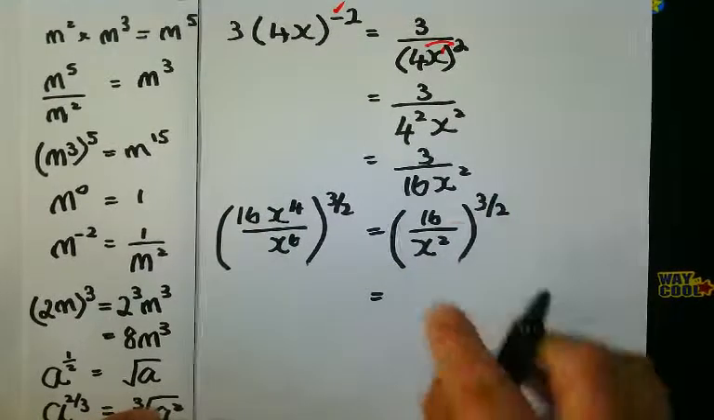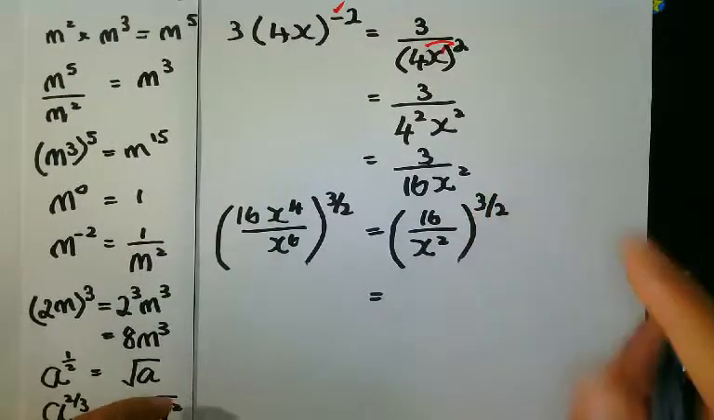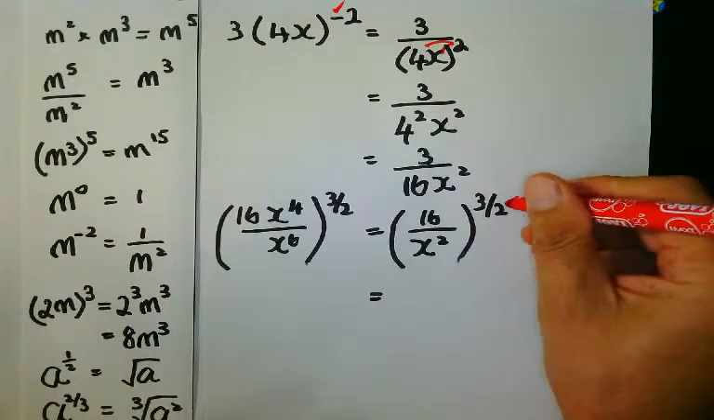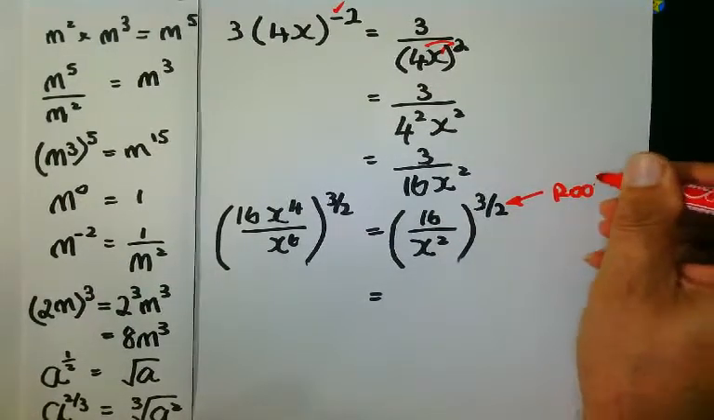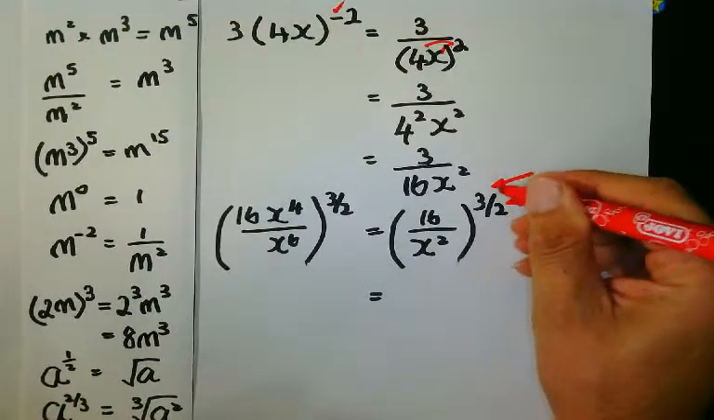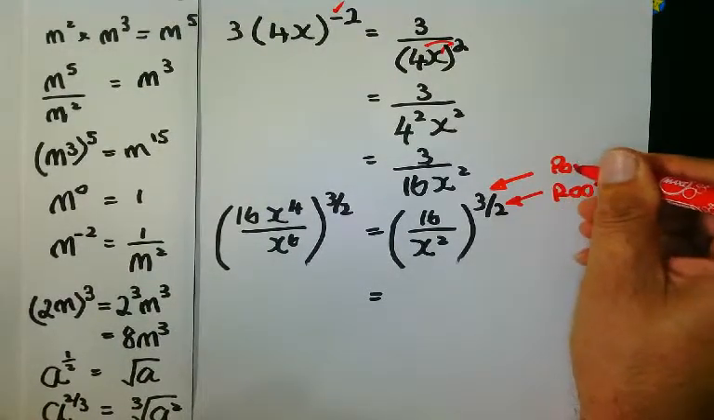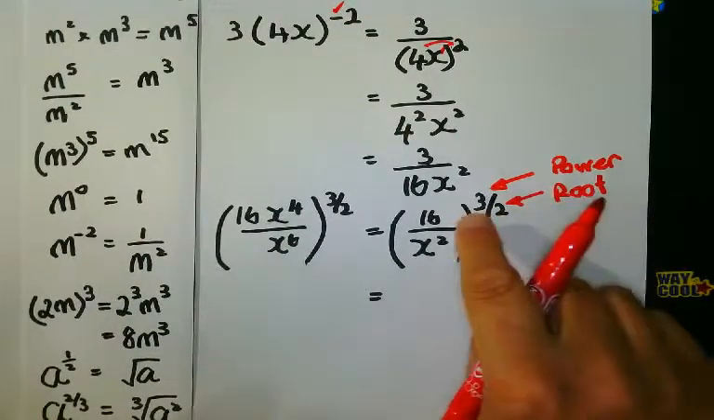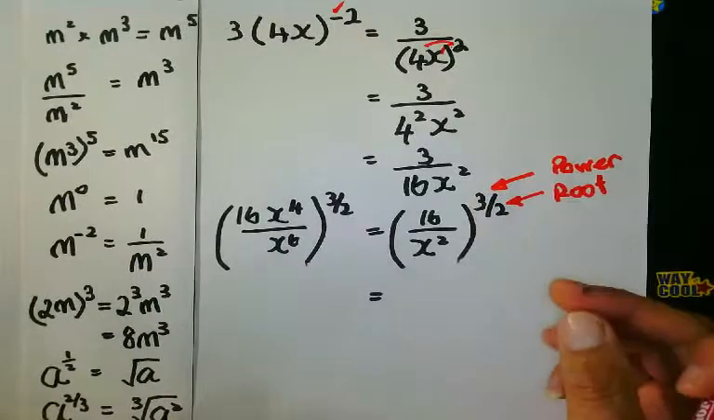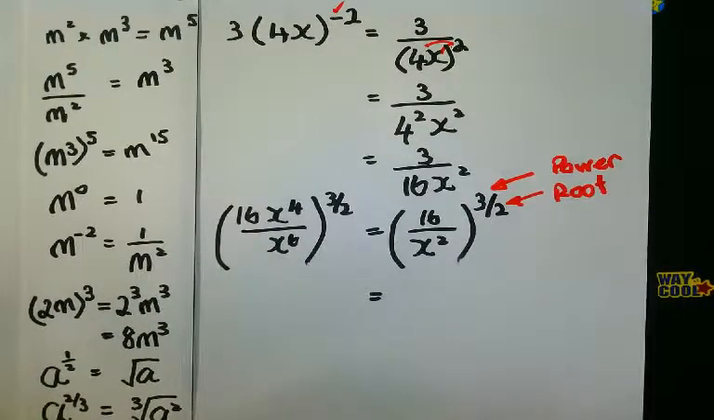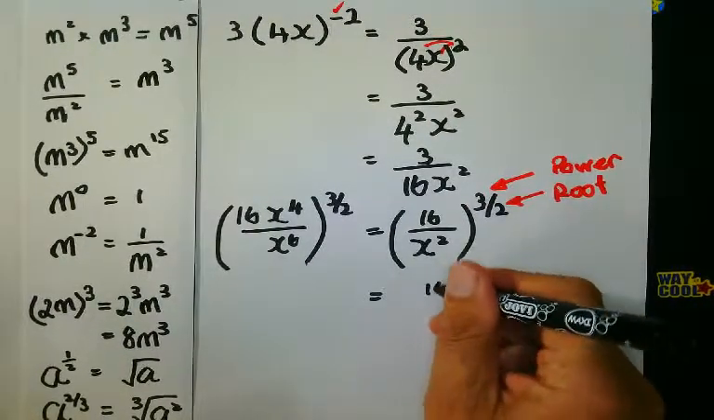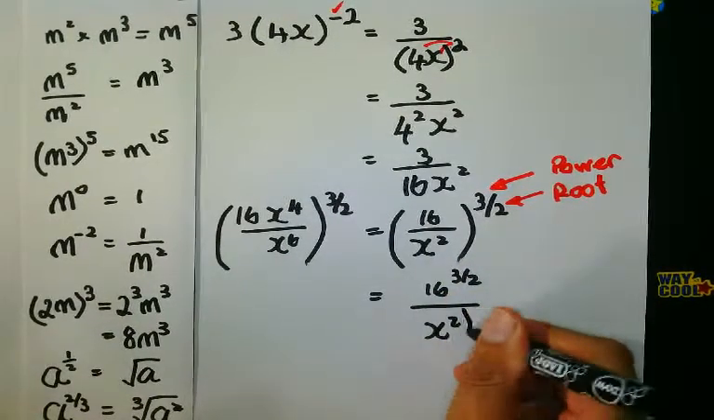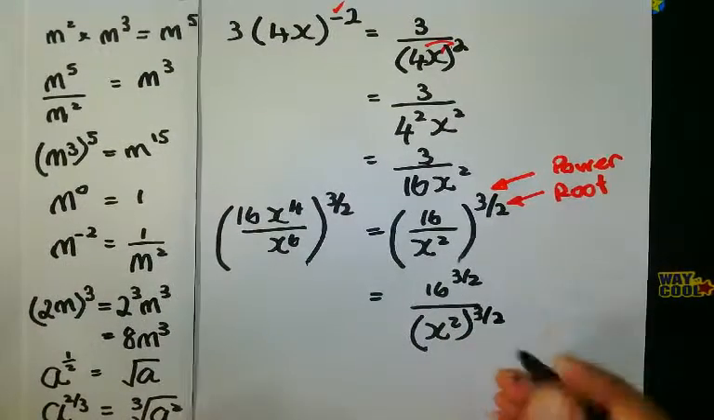Now at this point, if you're not sure what 16 to the power of 3 over 2 is, just remember that this guy here takes the root of a value, and this guy here is the power. And my suggestion here is that it's always easier to work with the root than it is with the power, because the power makes it bigger, the root makes the number smaller. So let's just have a look at this. I'm going to write it out longhand, so we've got 16 to the power of 3 over 2, and down here we've got x squared to the power of 3 over 2.